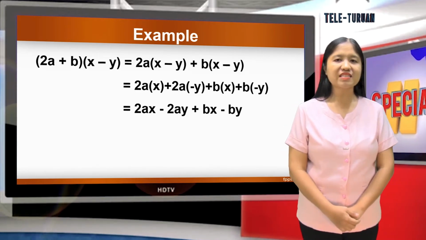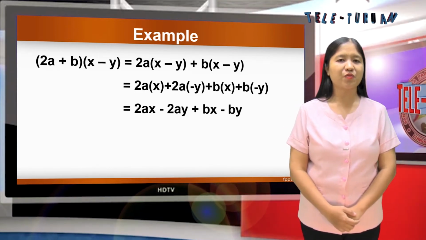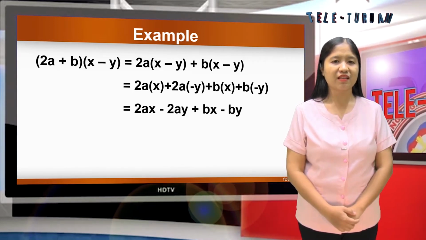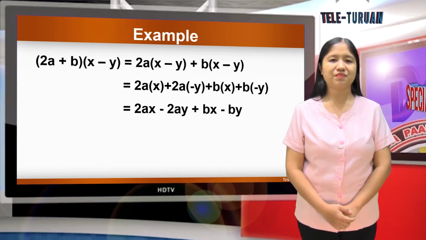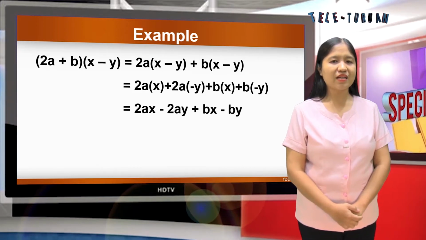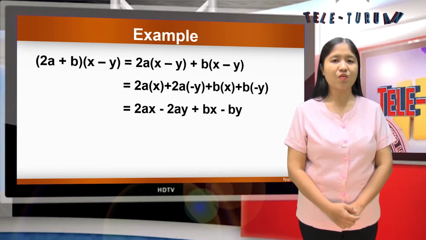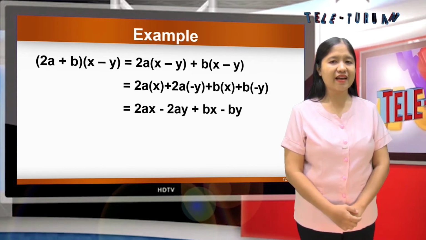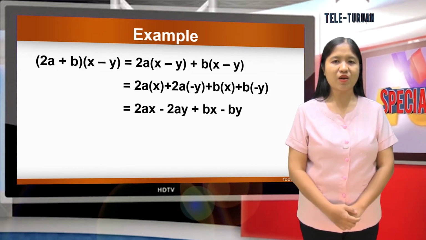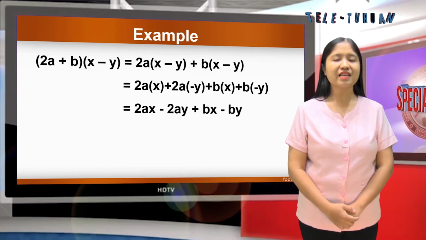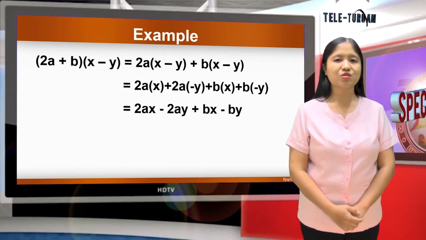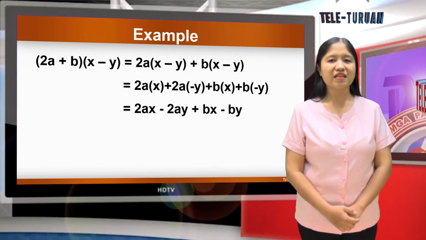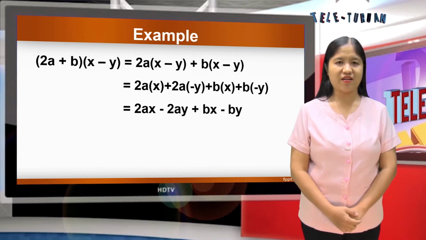We are going to distribute the first term of the first binomial to each term of the second binomial. That is 2a times the quantity x minus y plus b times the quantity x minus y. Simplifying the expression, it will yield 2ax minus 2ay plus bx minus by.